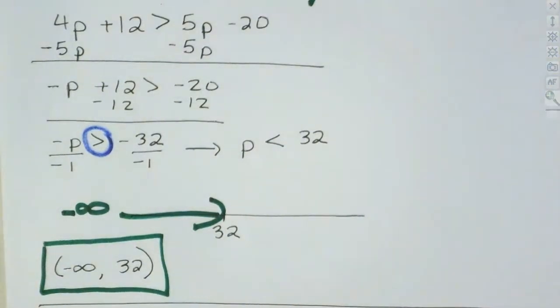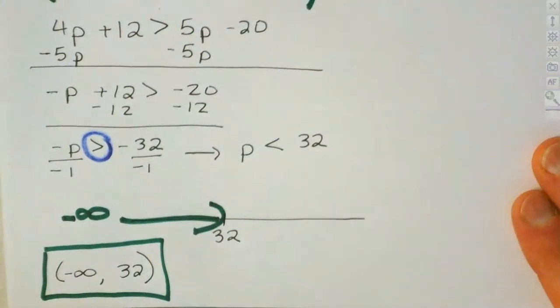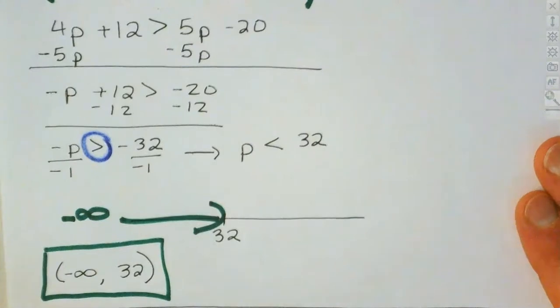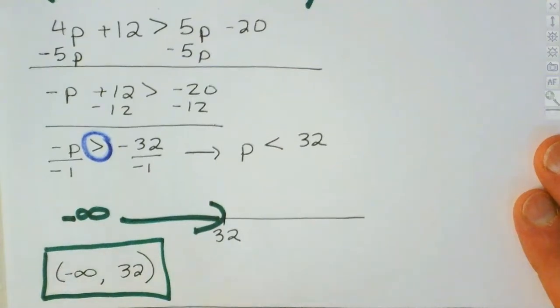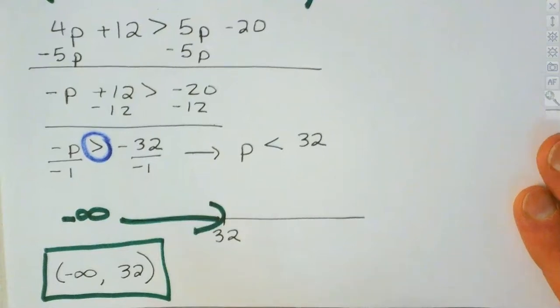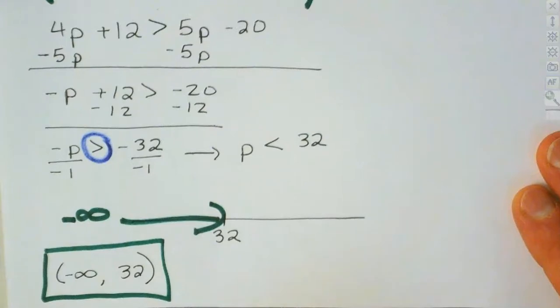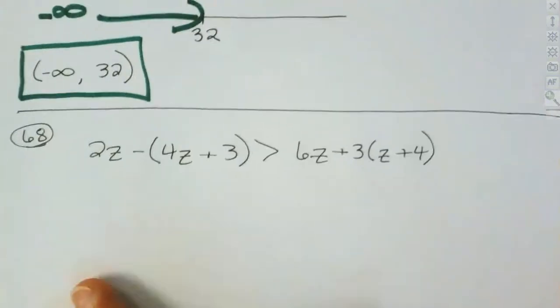Okay, let's look at another one. How about we look at 68? Okay, question 68 here. 2z minus parentheses 4z plus 3 is greater than 6z plus 3 times z plus 4. Okay, so there it is.